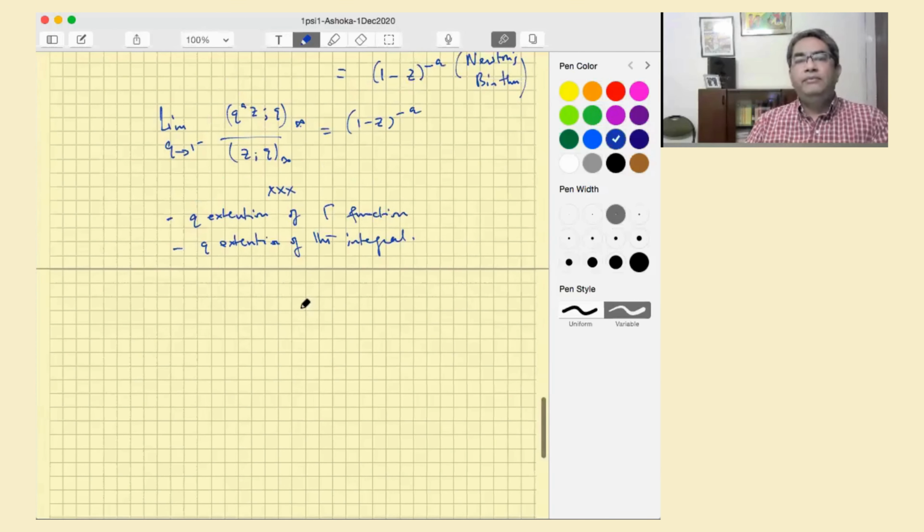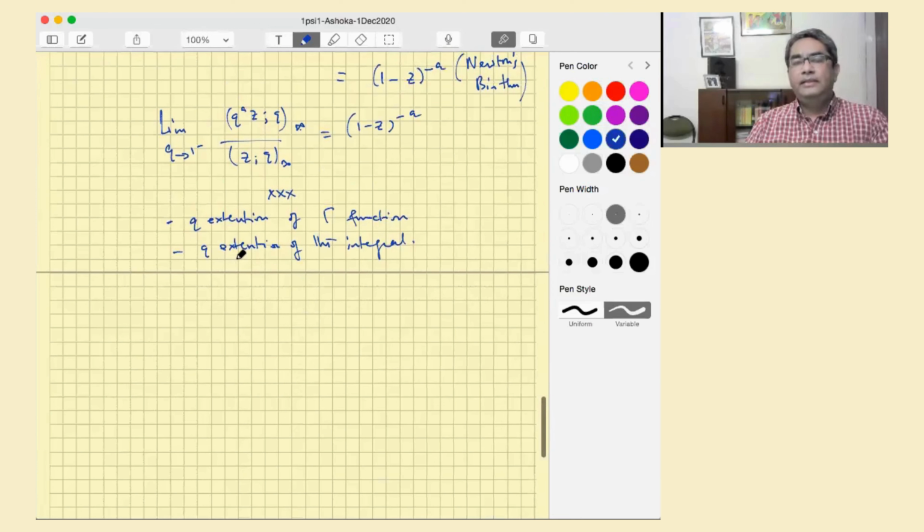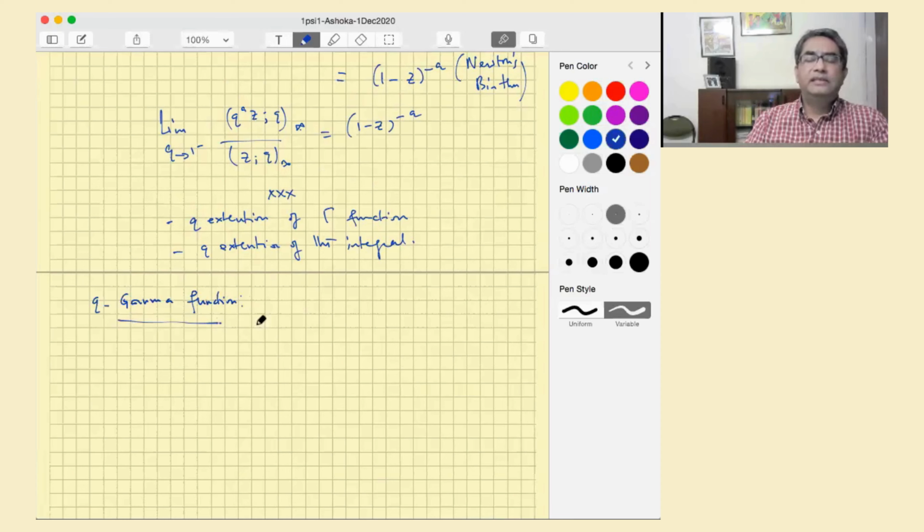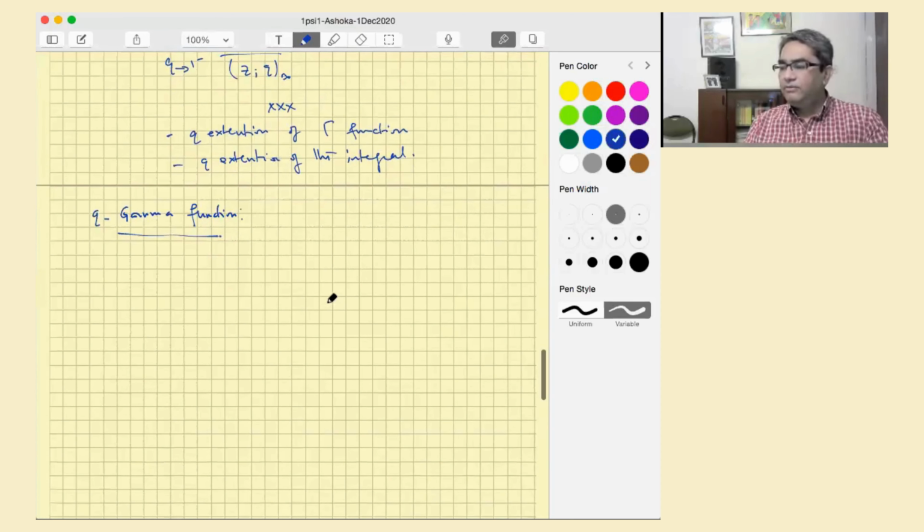So again, we mentioned in the abstract that it's an extension. Ramanujan's 1psi1 is an extension of the beta integral. So what do I mean by that? First, let's see what is the q extension of the gamma function. This is quite easy actually. It's not as difficult as the usual extension, the gamma integral.